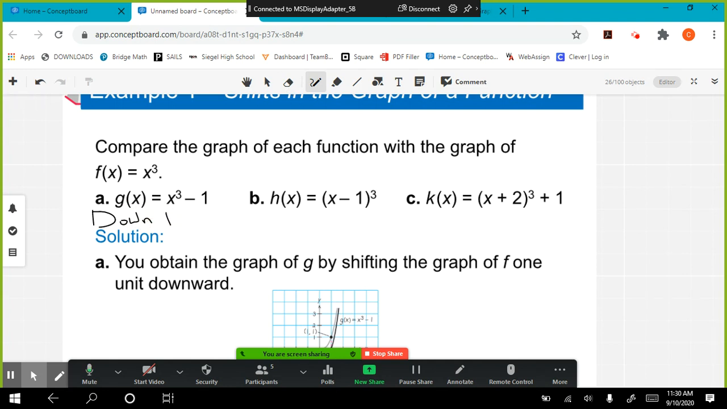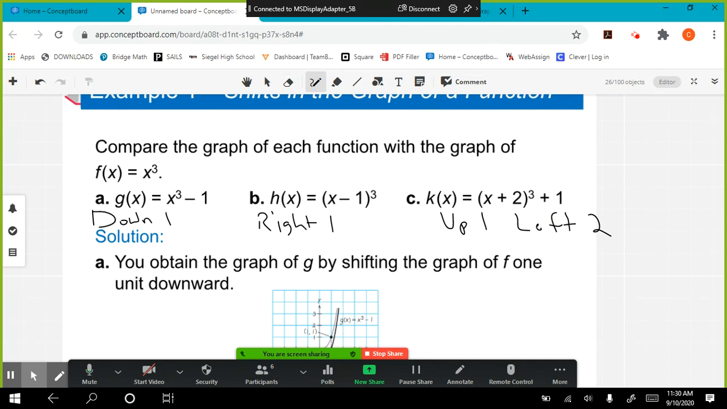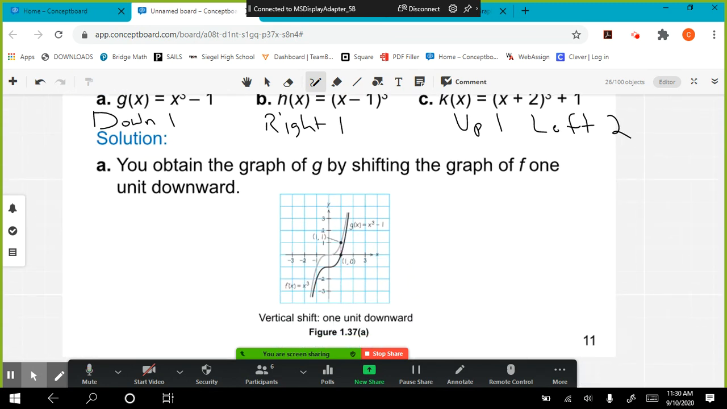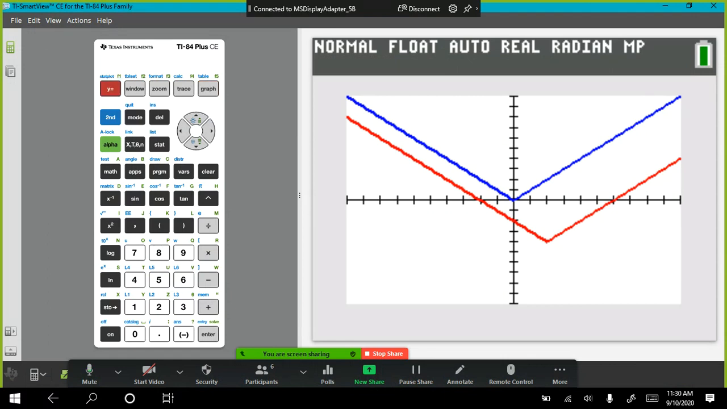This one, with the x minus 1 on the inside before it is cubed, is going to shift right 1. And then this one is going to be a diagonal shift. It's going to shift up 1 and left 2. Very good. Not very difficult at all. All right. And then they just show that graph. We can look at it here if we want real quick. The actual graph of a cubic.